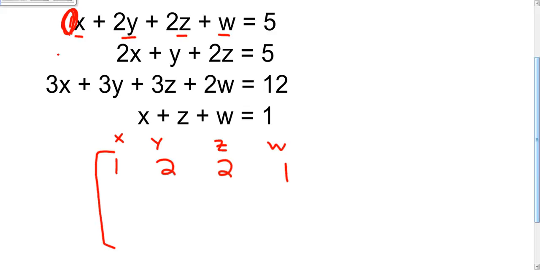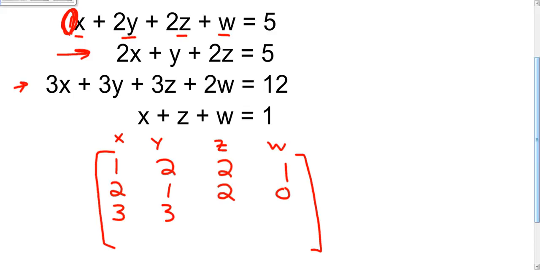When I go to the next equation, I have a 2 in front of the x, a 1 in front of the y, a 2 in front of the z, and I don't have a w. On the next equation, I have a 3 in front of the x, a 3 in front of the y, a 3 in front of the z, and a 2 in front of the w. On the next one, I have a 1 in front of the x, I don't have a y, a 1 in front of the z, and a 1 in front of the w.